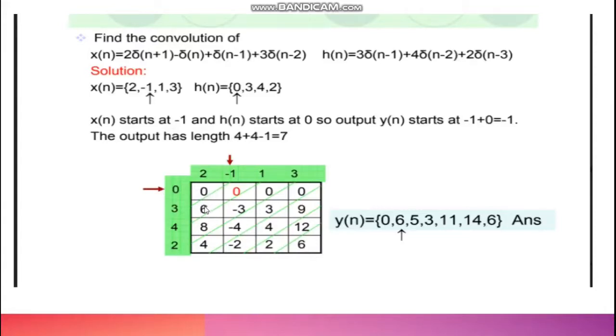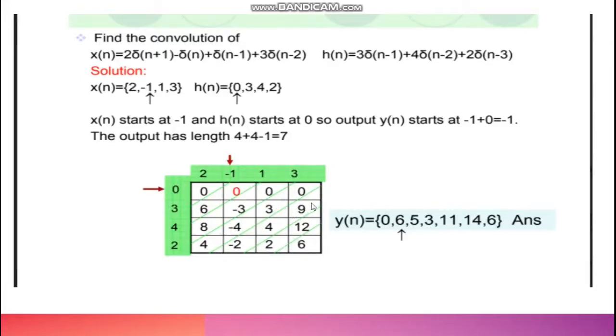The second element can be found by adding 6 plus 0. 6 plus 0 is nothing but 6. Now our third element can be found by 8 plus minus 3 plus 0. So 8 minus 3 is 5. Now our next element can be found by adding 4 plus minus 4 plus 3, that is 3.